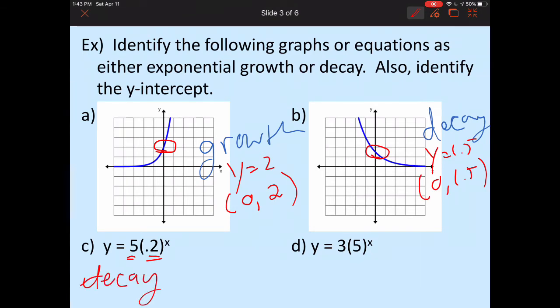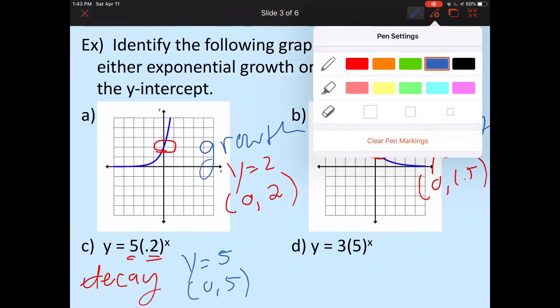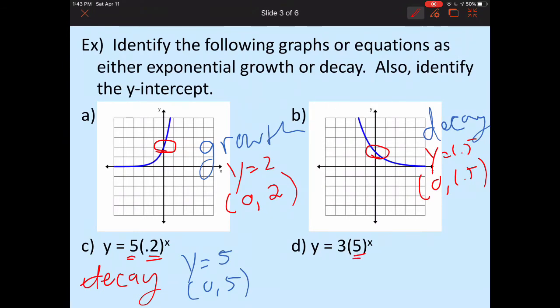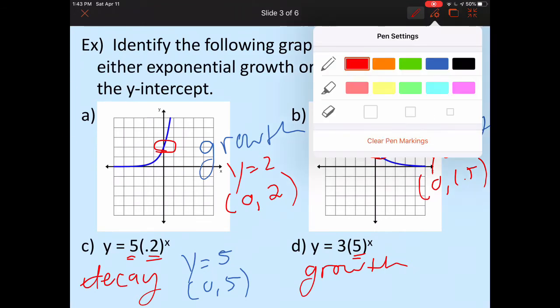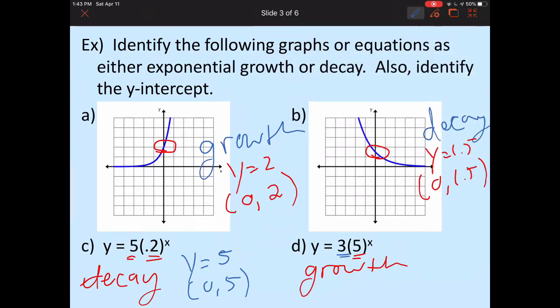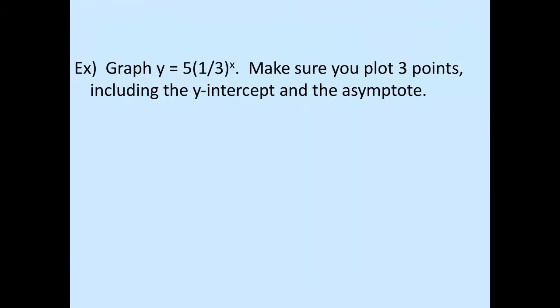And the y-intercept is y equals 5, or again, (0, 5). Here, the base is bigger than 1, so this is growth. And again, we're looking at this here as your y-intercept, so your y equals 3 here, or again, (0, 3). So that's how you do this just from looking at it, which will be in your book work. But here, we're going to graph this.